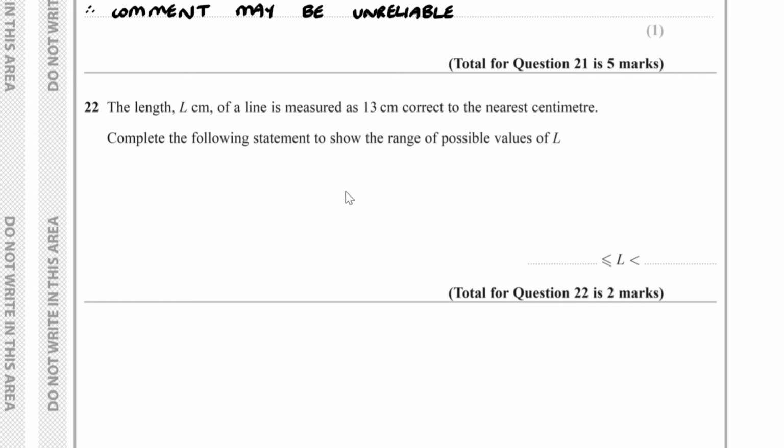Question number 22. The length L of a line is measured as 13 correct to the nearest centimetre. We have to complete the following statement to show the range of possible values of L. Well, the lower bound will be 12.5 and the upper bound will be 13.5. So here is the error interval.